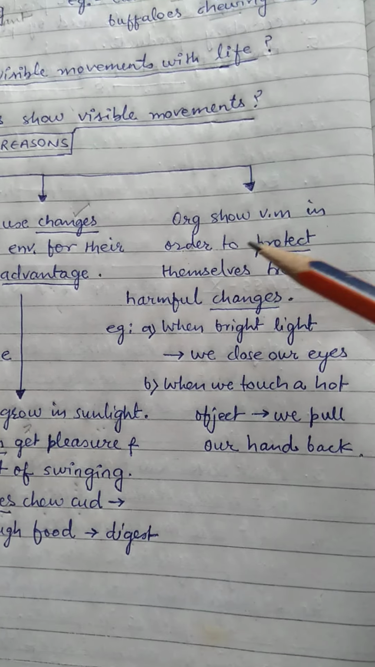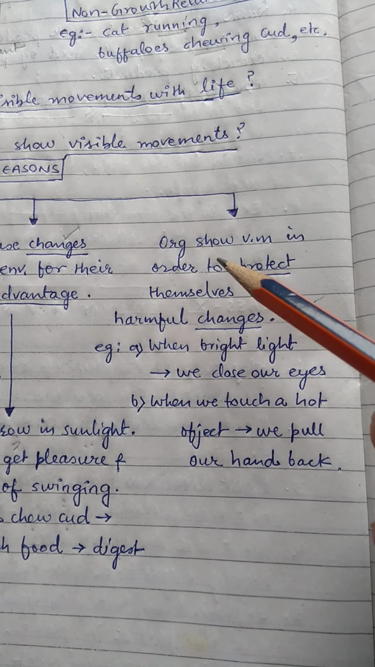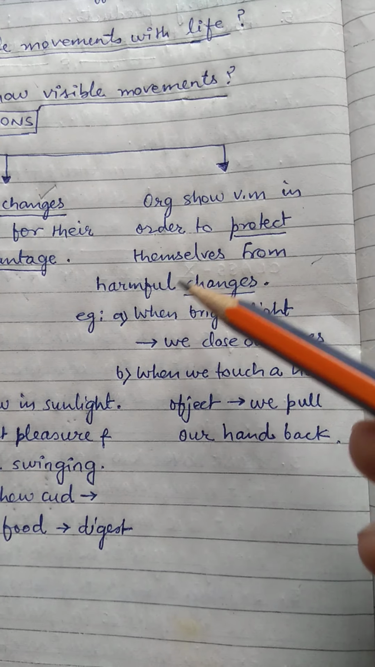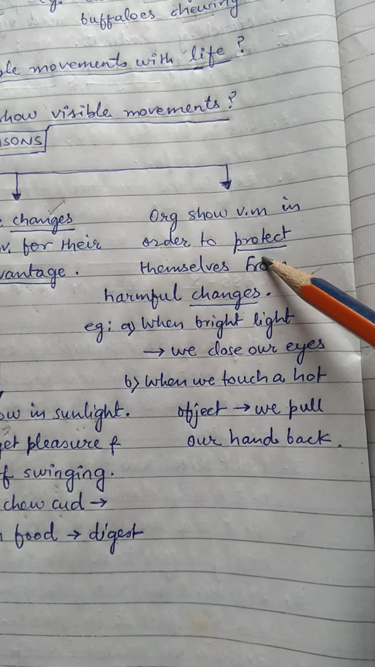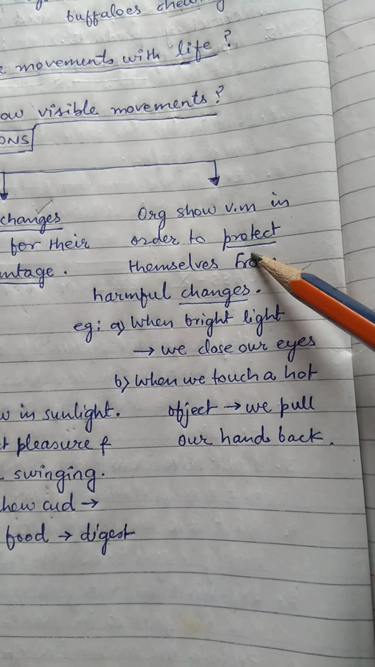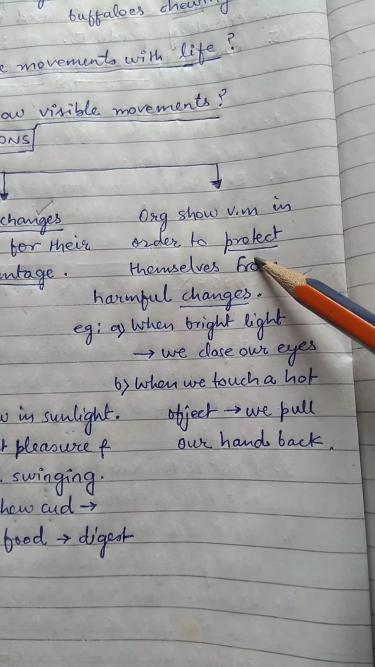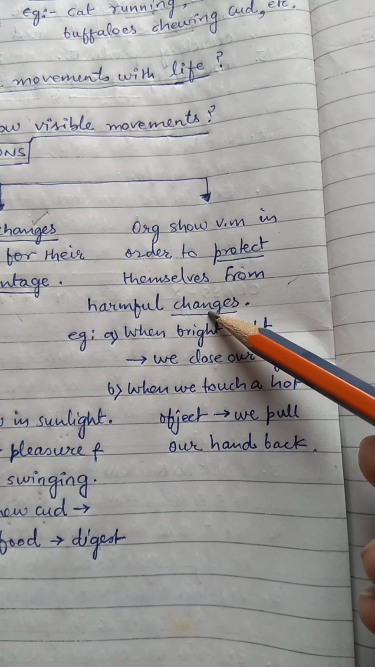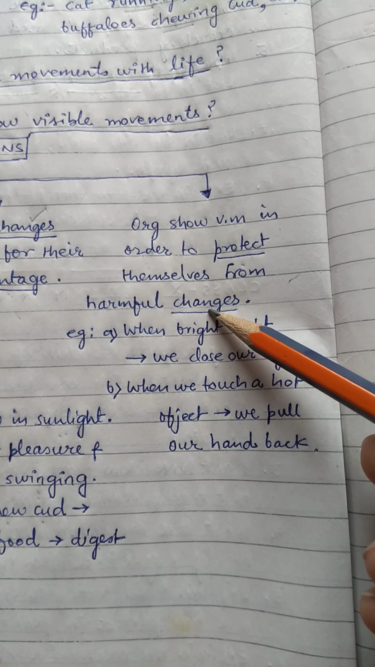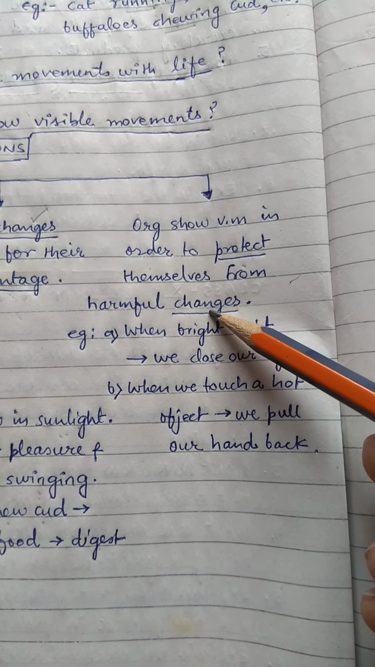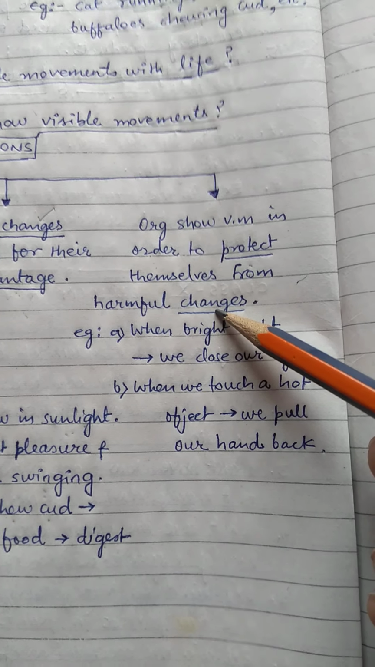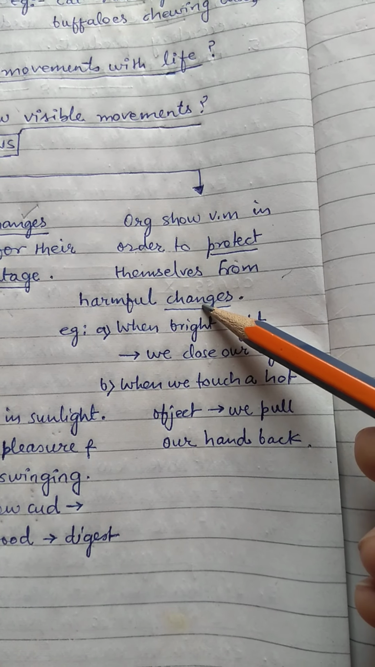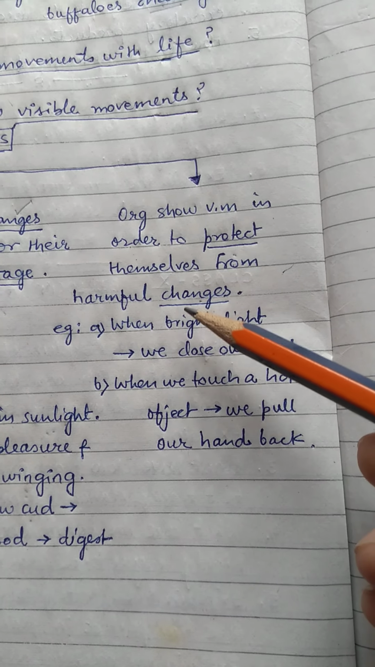Last but not the least, the reason why living organisms show visible movement is that they try to protect themselves. Living organisms try to protect themselves in case of harmful changes in the environment. If the change in the environment is harmful, then the organism tries to protect itself, and in protecting the body, the living organisms show visible movements.